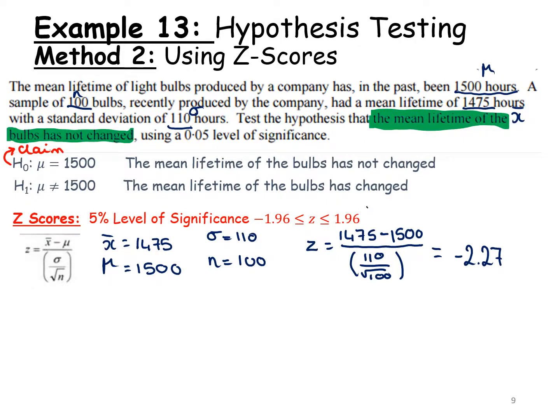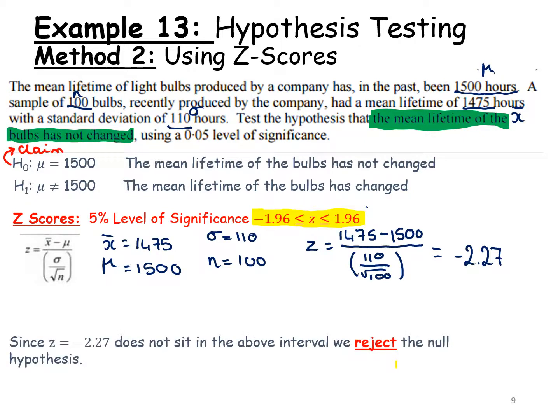So looking at that z-score, we're going to compare that z-score to what we expect our z-scores to be. So we expect our z-scores, like I have written here, to be between minus 1.96 and 1.96. So that's what we expect. So since z equals minus 2.27 does not sit in the above interval, we reject the null hypothesis, and the above interval is this one here.